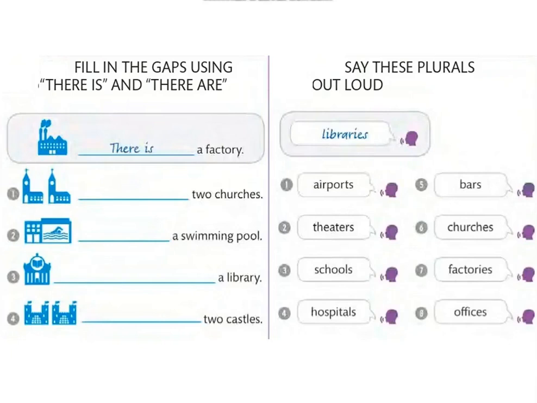Libraries, libraries, libraries. It's the plural of a library. Airports, airports. Theaters, theaters. Schools, schools. Hospitals, hospitals. Bars, bars. Churches, churches. Factories, factories. Offices, offices. Very good.